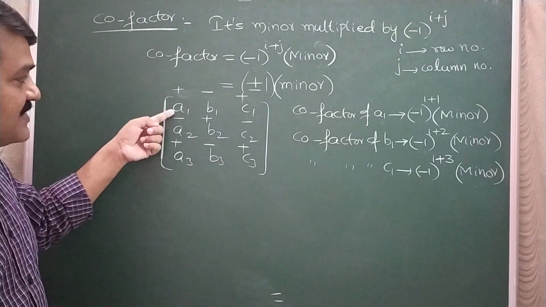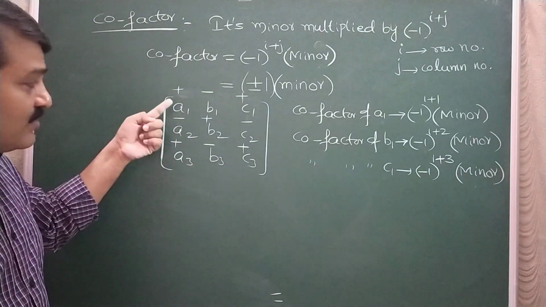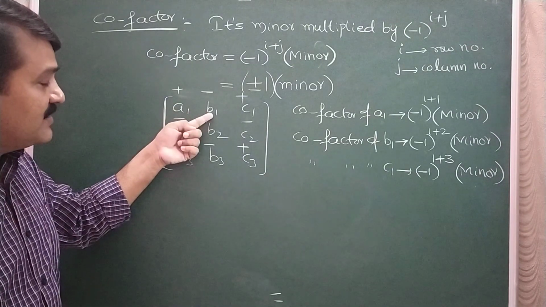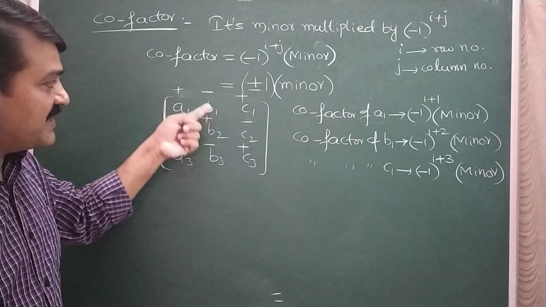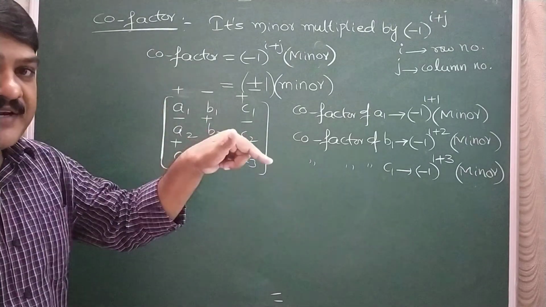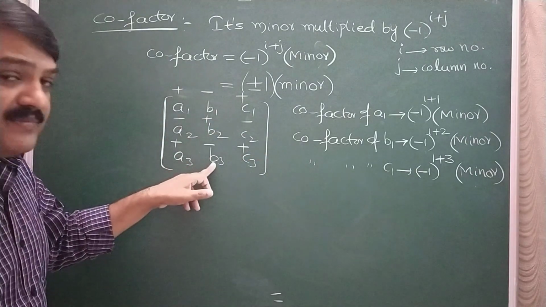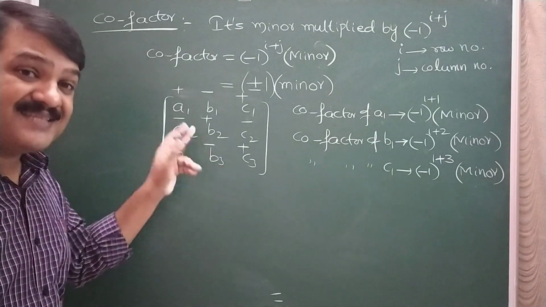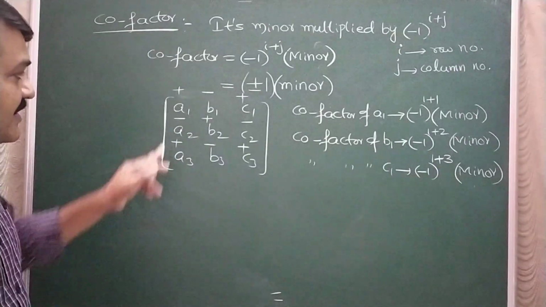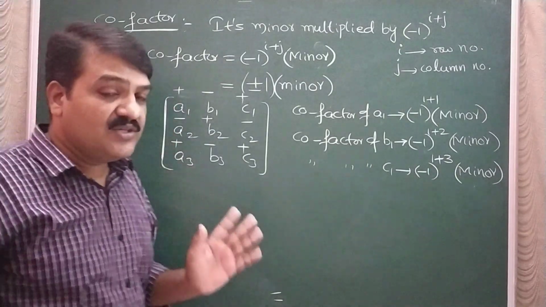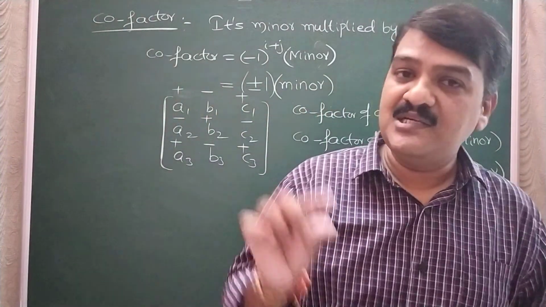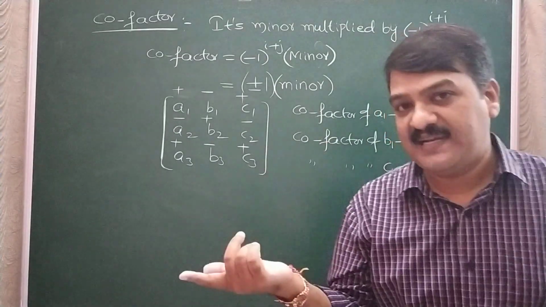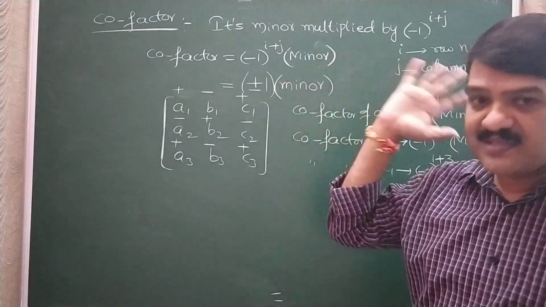So if A1 is taken, a plus sign is there, which means the cofactor of A1 is the same as its minor. If you take B1, a minus sign is there, so the cofactor of B1 is minus its minor. If I take this element, a minus sign is there, so the cofactor of B3 is minus its minor. So like that, by seeing the signs, you can identify whether the cofactor is equal to plus minor or minus its minor. So very simple, just remember the signs.